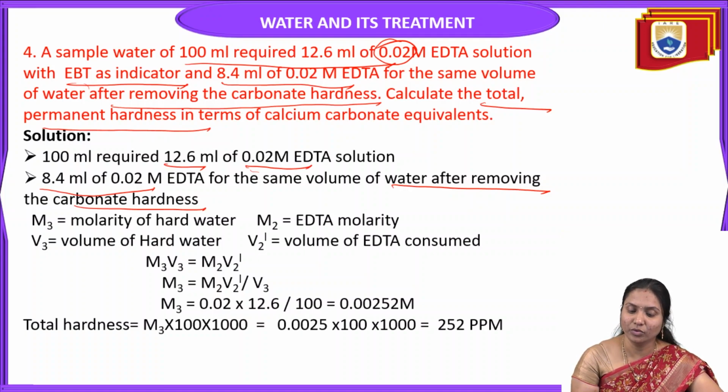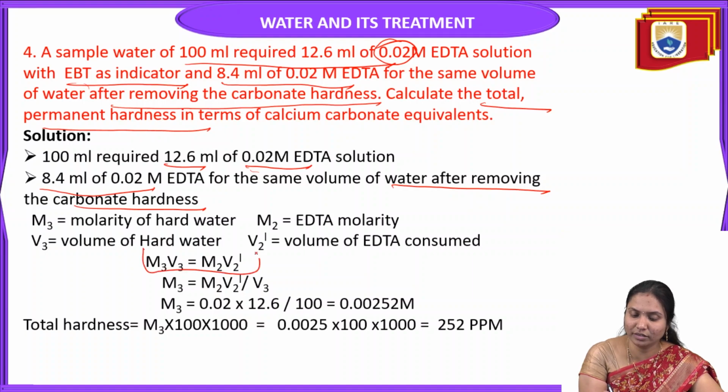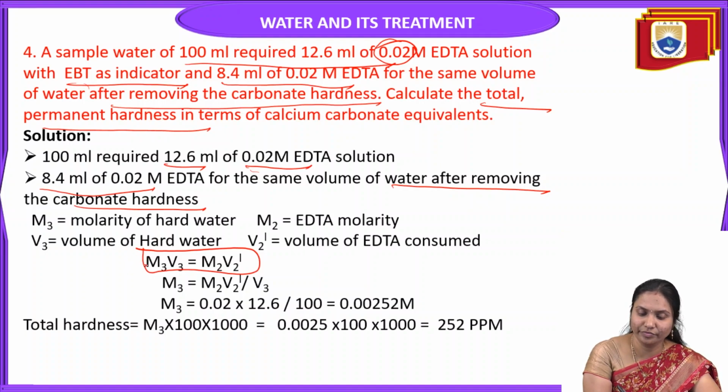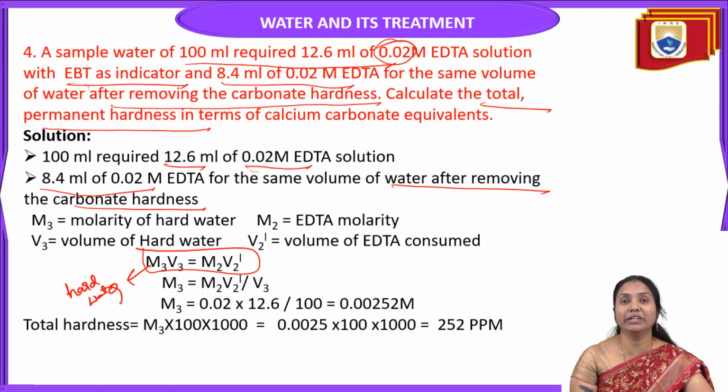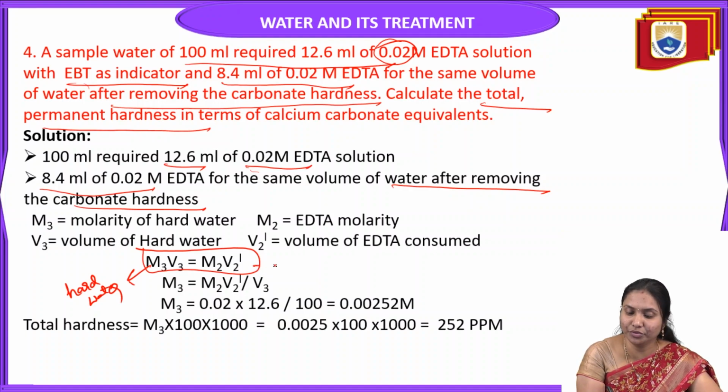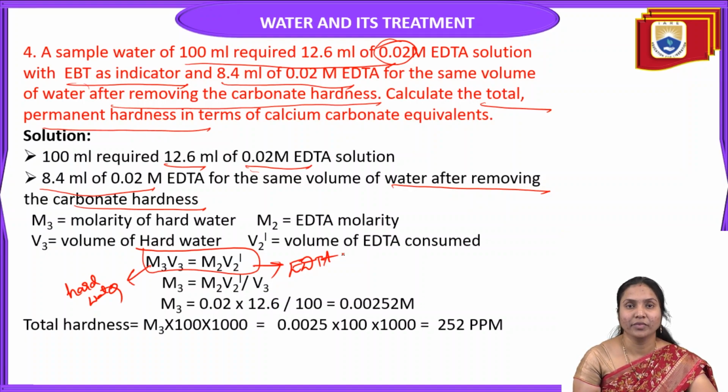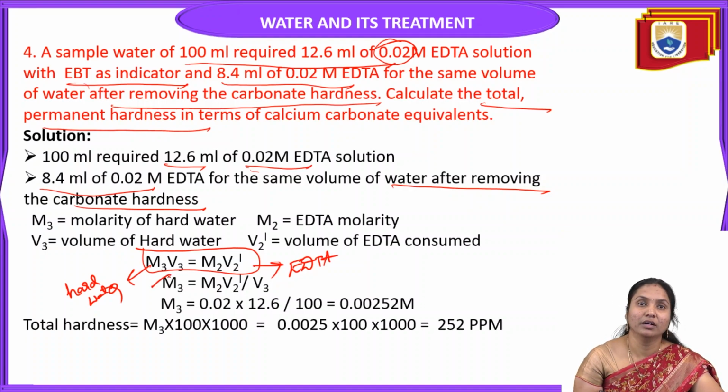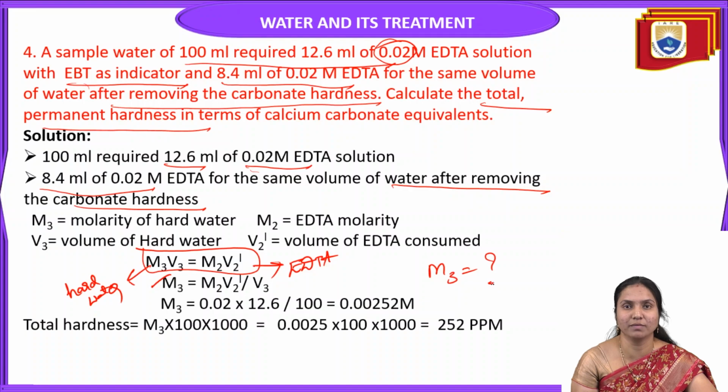So what is the formula? M3V3 = M2V2. M3V3 is related to hard water and M2V2 is related to EDTA. Here M3 means the molarity of hard water. We don't know that, so put a question mark: M3 equals, we have to find out.